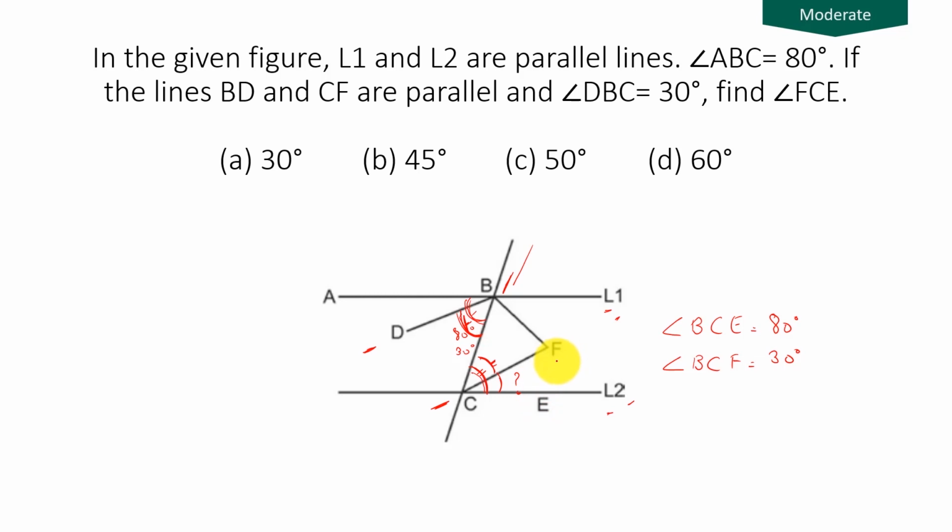We want to find angle FCE. So angle FCE is equal to angle BCE minus angle BCF. 80 minus 30, 50 degrees. So option C.